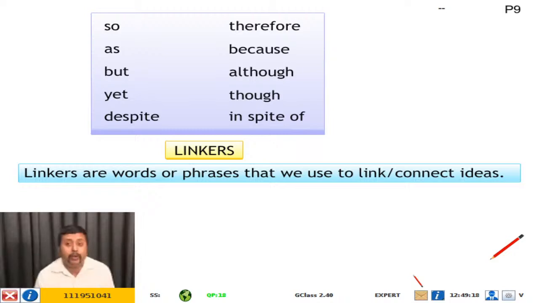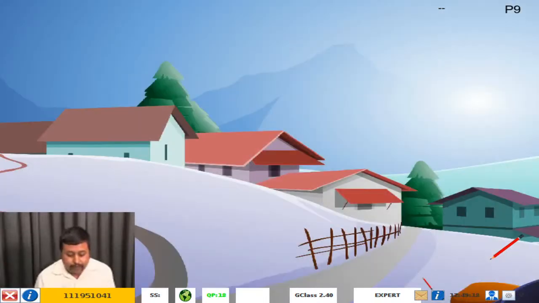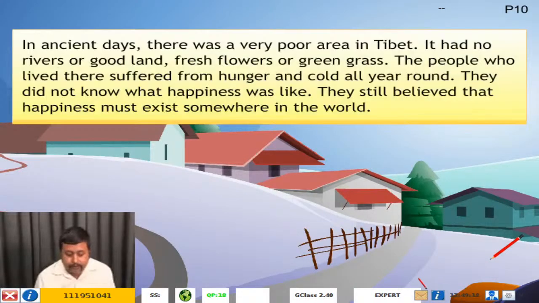Now, someone may raise a question, okay, what is the difference between linkers and a conjunction, right? Well, they are somewhat similar, but with a bit of a difference. Linkers at times can be phrases also, which generally cannot be said about conjunctions. Right then, so let's move on to the next part.